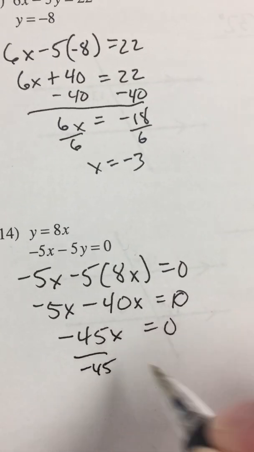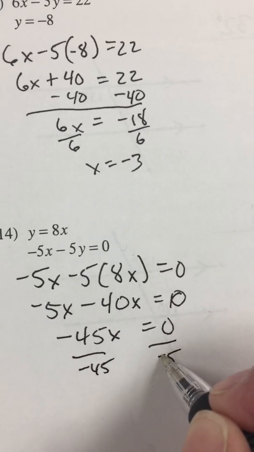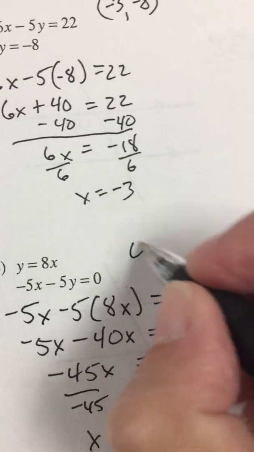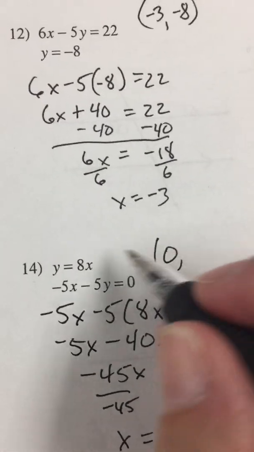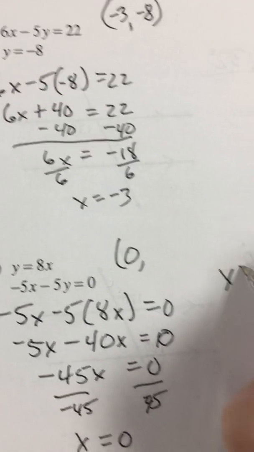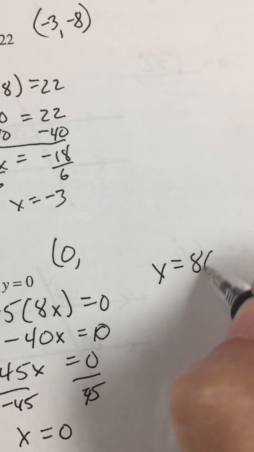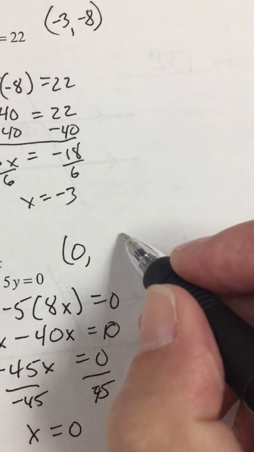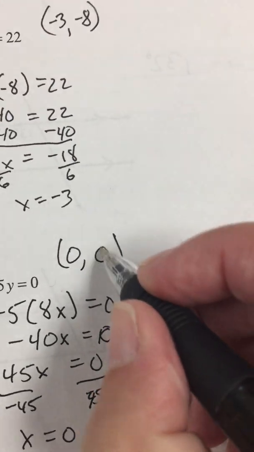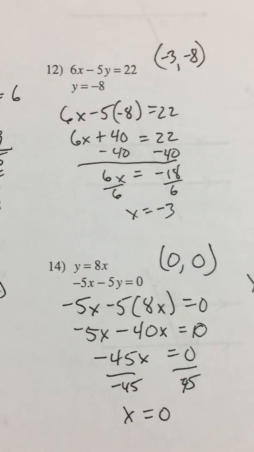Divide by negative 45, divide by negative 45. 0 divided by anything is 0. So my x is 0. So let's go plug it back in. When x is 0, y equals 8 times 0, because my x is 0. And of course, 8 times 0 means my y is 0. So this one also intersected, those two lines intersected at the origin.